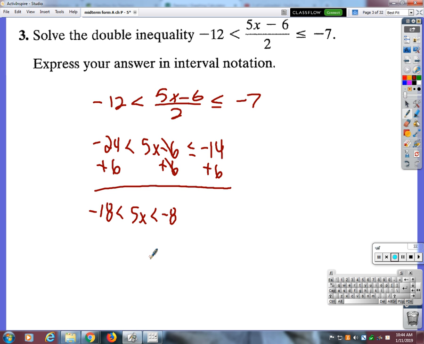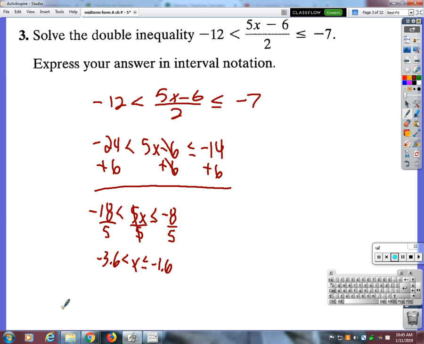Nope. I'm just focused on the middle. Yep. Divide by 5. See, because I forgot to write that. Sorry. Okay, and then -18 divided by 5 is like -3.6. The 5's cancel here, so that's x, and then that is -1.6. Okay.